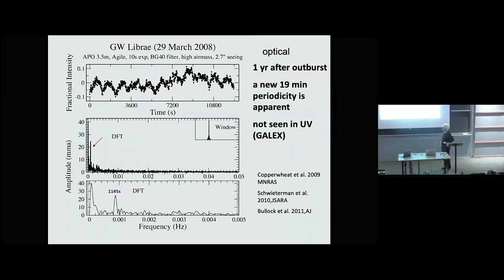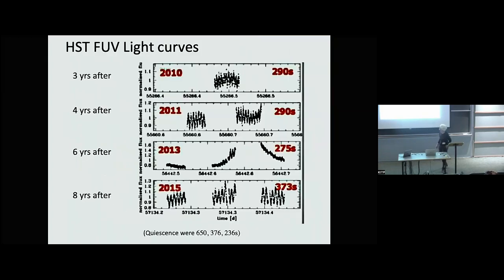is from the ground. One of the most puzzling things is the first year after outburst, a new 19-minute, very long period emerged, and that is not apparent in the UV data that was taken with GALEX, but it's intermittent, off and on, and then becomes quite steady. It's always there. HST we followed for the times that we had HST data.